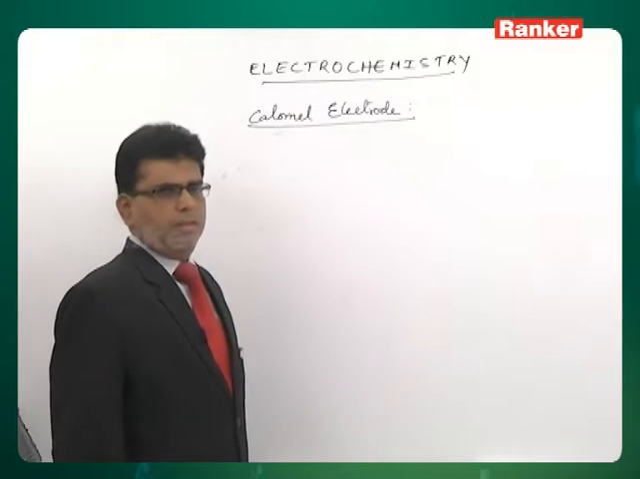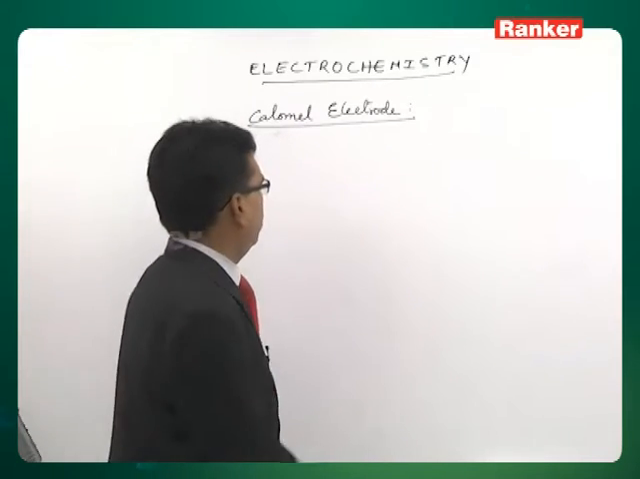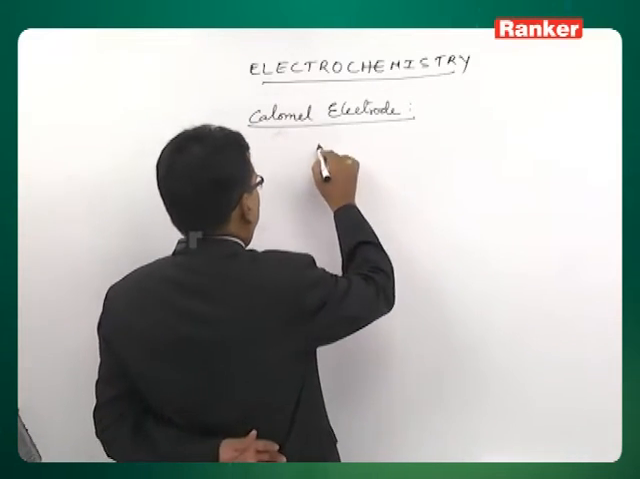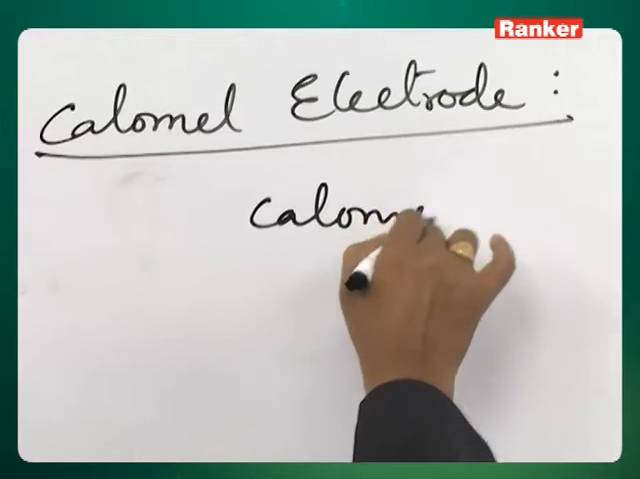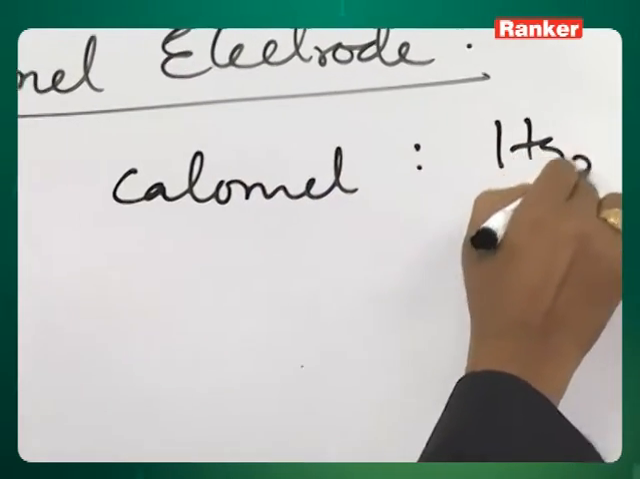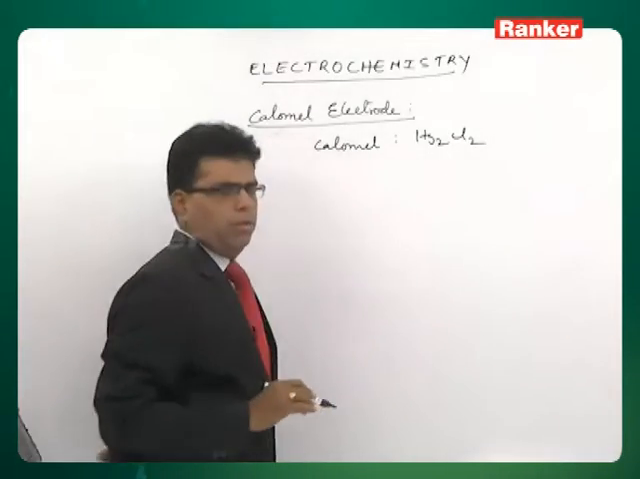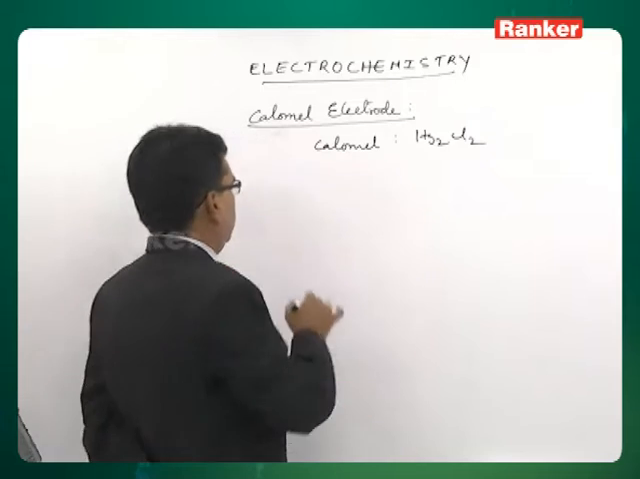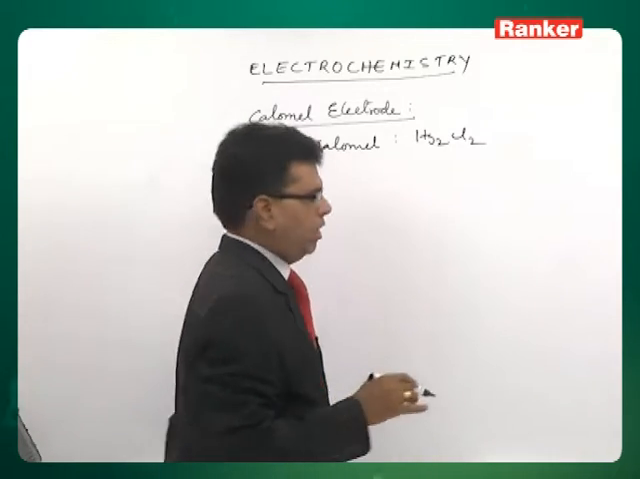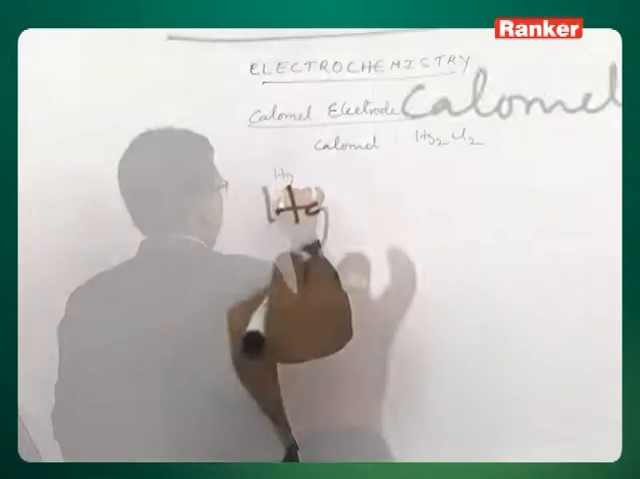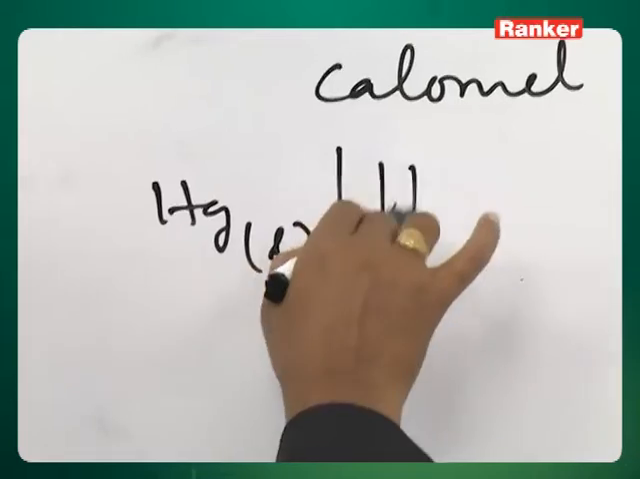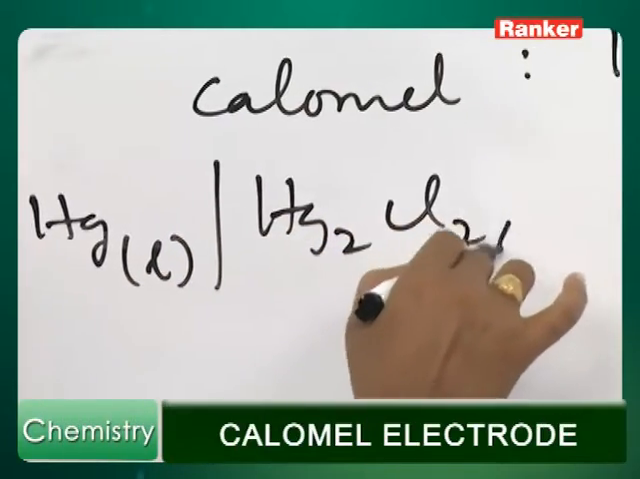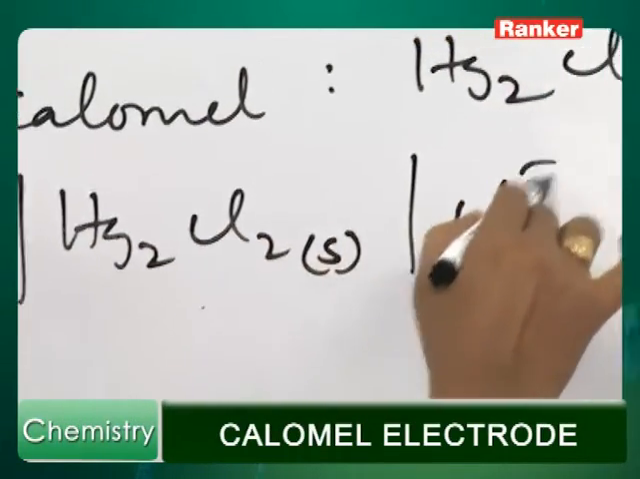Next is the calomel electrode. Calomel is chemically Hg2Cl2, mercurous chloride. Like AgCl, the half-cell is liquid mercury, Hg2Cl2 solid, and Cl minus aqueous.